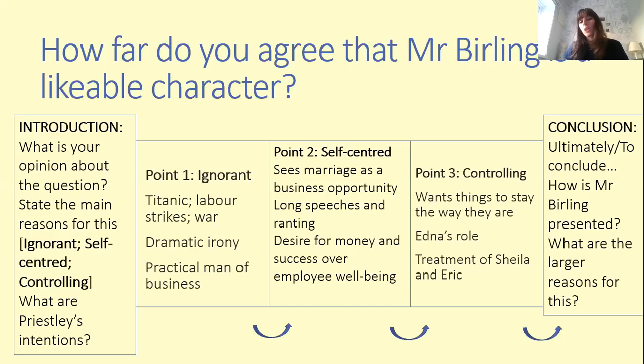We see the way that he treats Sheila and Eric as though they are children. He belittles them. He's the one that decides whether they should be in the room, whether they should not be in there. He belittles Eric. He favours Gerald over his son because Gerald has greater prospects than him.